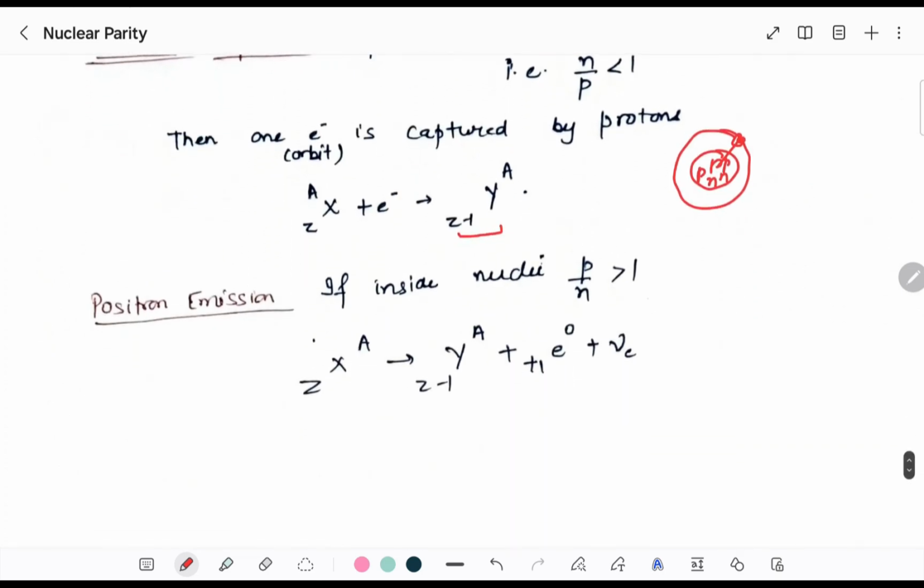Now what happens in the case of positron emission? If inside the nucleus the number of protons is still greater than the number of neutrons, what will happen? It will generate a positron with a neutrino. This is known as positron emission.